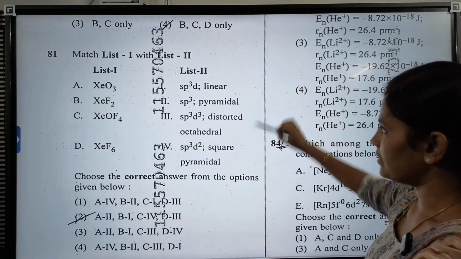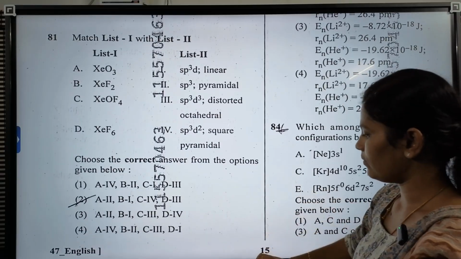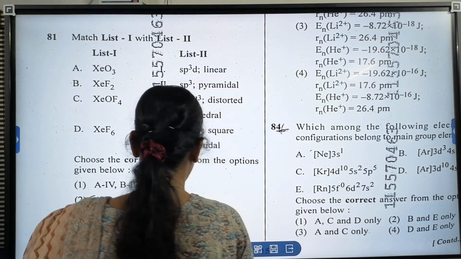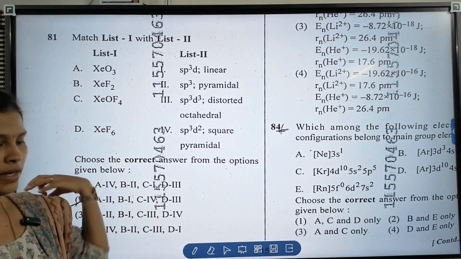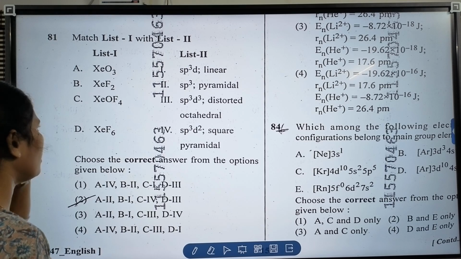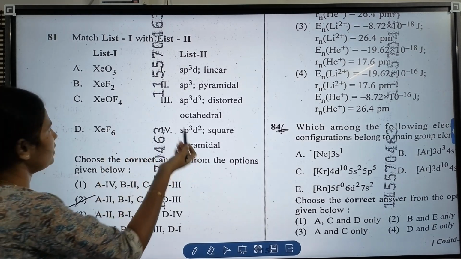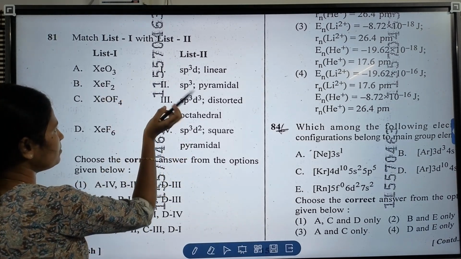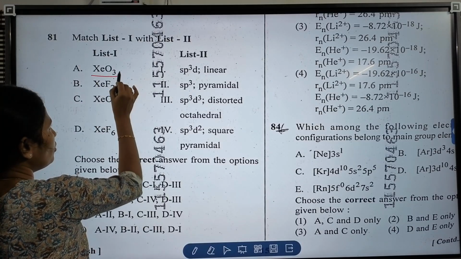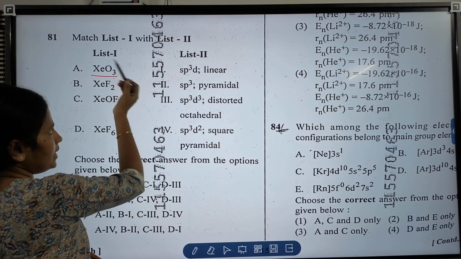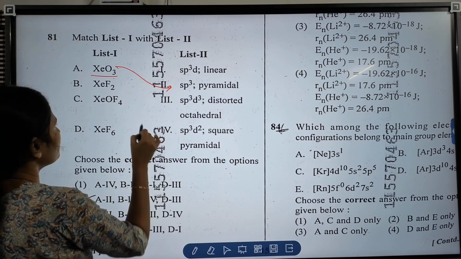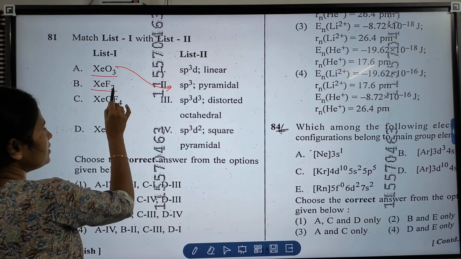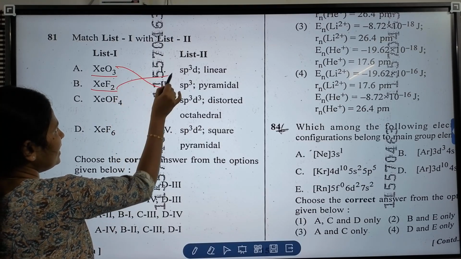Match the list. This question I used to insist on every time, the geometry and shape in the p-block, because in VSEPR, the 4th chapter, we have chemical bonding. But from this 18th group we can expect this one. It's very easy. If you apply VSEPR theory, it will have one lone pair and steric number 4, right? So it will be pyramidal, sp3. It is linear, but it has steric number 5. It will be sp3d, linear.